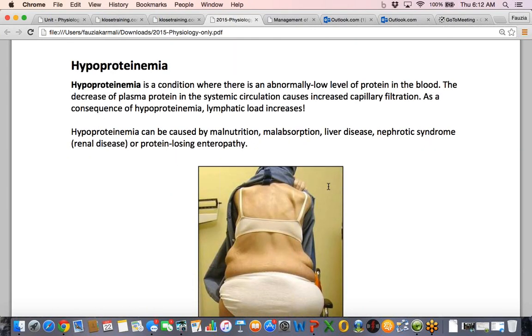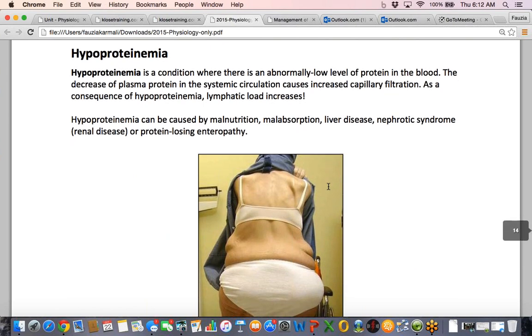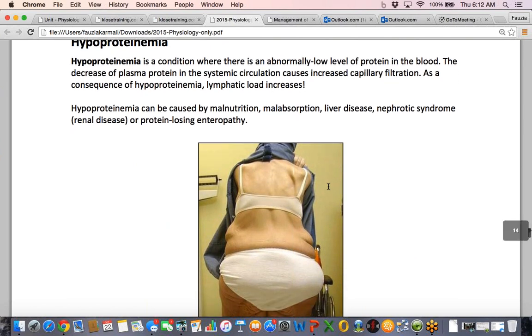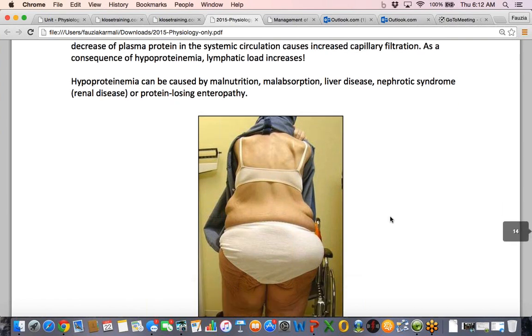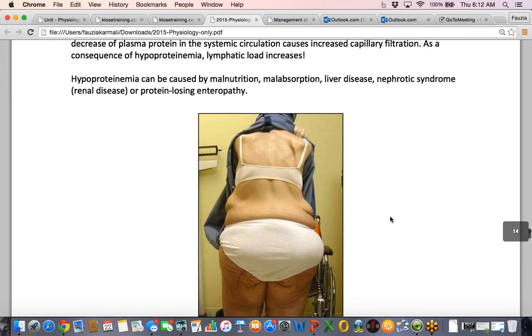The third condition that might increase our lymphatic load would be hypoproteinemia, which is a condition where there's an abnormally low level of protein in the blood. Because there's a decrease in the plasma protein, that's going to increase your filtration again. So this can be caused by malnutrition, malabsorption, or oftentimes when the patient has liver disease, where the proteins are not being made in the liver properly, or renal disease.